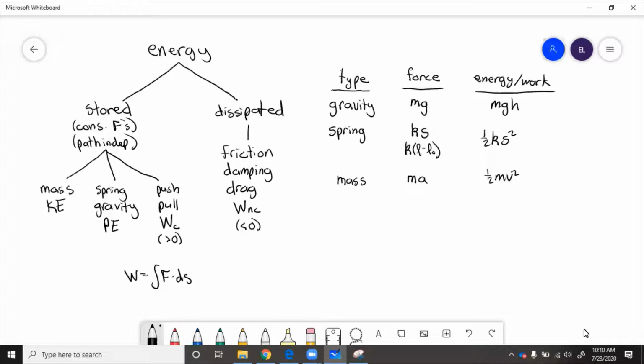Then conservative work from a push or a pull, that is just P given in the problem. For a constant force, the work done is just P times s. If the force were not constant, if it were a function of s, you'd have to integrate.